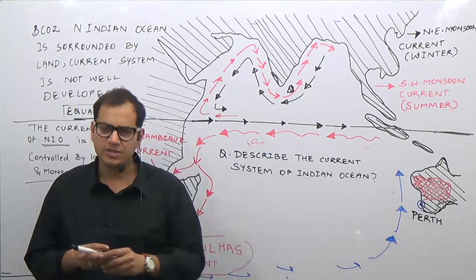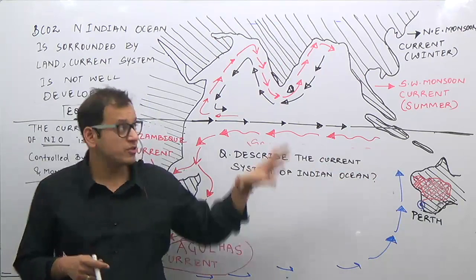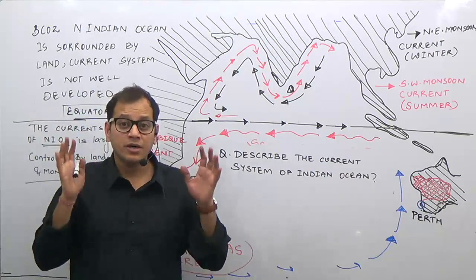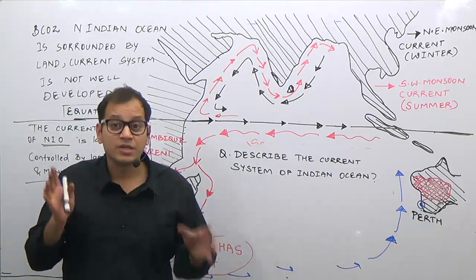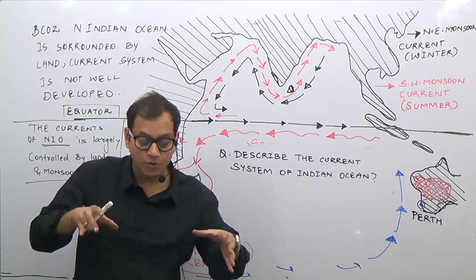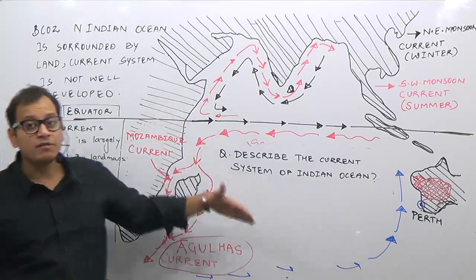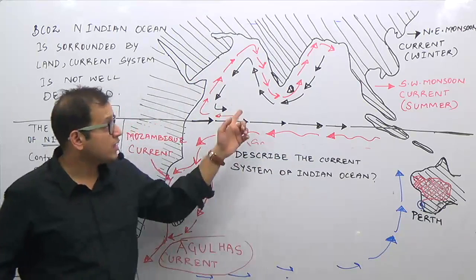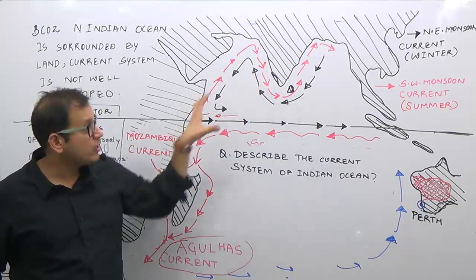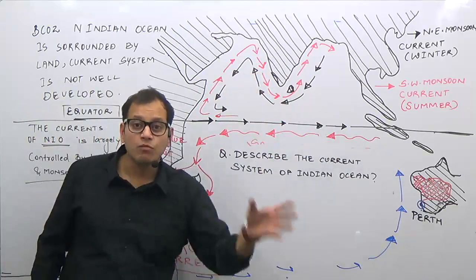Then change your line, change to your next point. The Indian Ocean current system is not very well developed because of the dominance of land mass, especially in the Northern Indian Ocean. Third point, the Indian Ocean current system is largely controlled by the land mass and the monsoon winds. Why? Because it is surrounded by land. Fourth, the current system of the Northern Indian Ocean includes the southwest monsoon current, which flows along with the southwest monsoon winds during the Indian summer season. This is a warm current.